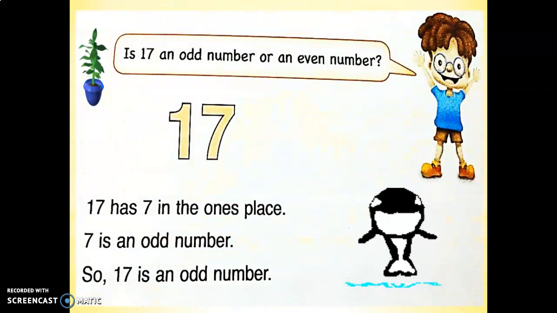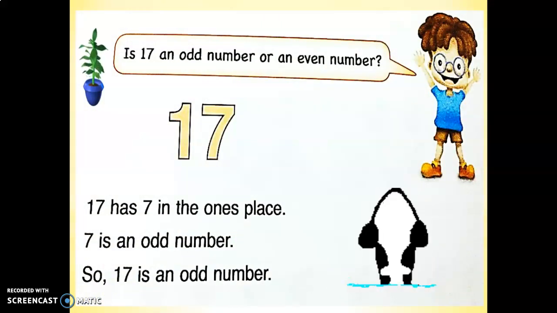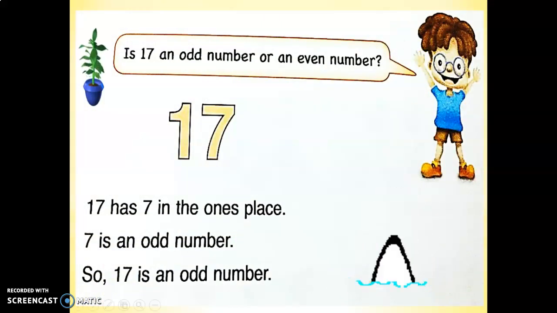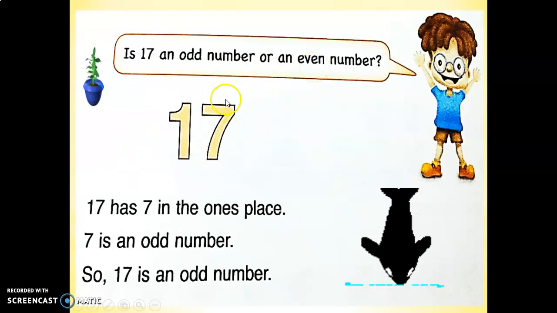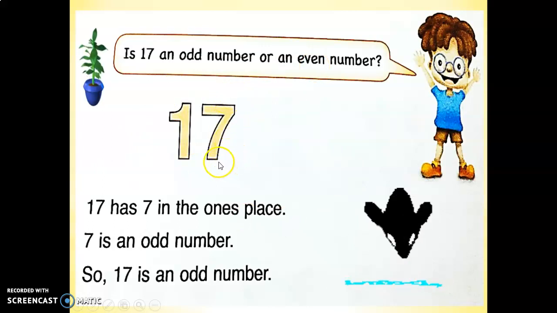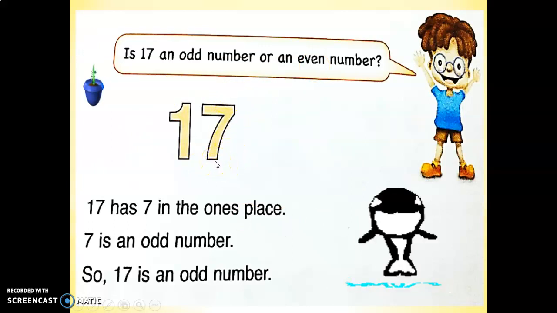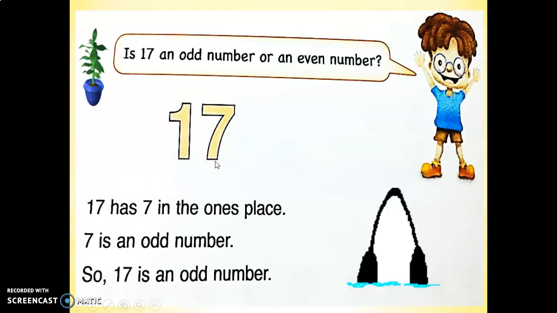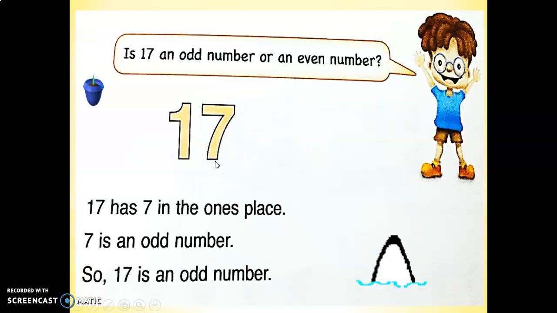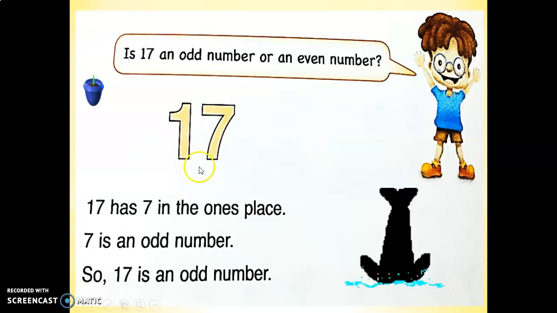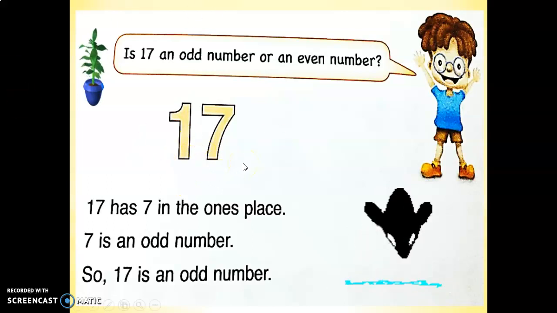Now let's have another example. This time, it's the number 17. Do you think the number 17 is an odd number or an even number? Now let's take a look at the number 17. 17 has 7 in the ones place, if you remember place value of numbers. 7, as I have shown you a while ago, is an odd number. So that makes 17 also an odd number.